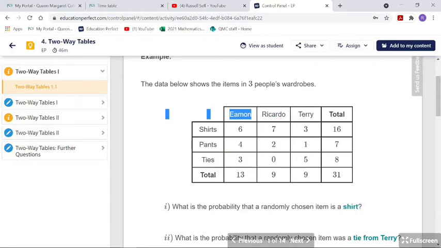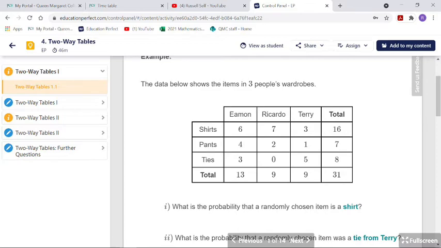A little odd, but anyway. Okay, so here we have shirts, pants, and ties. We have 3 different people. I have no idea how to pronounce that one, so I'm not going to use it. All right, and we're just going to answer questions. What is the probability that a randomly chosen item, so randomly chosen, so is that giving me some restriction? No, that's out of any item we have. A randomly chosen item is a shirt.